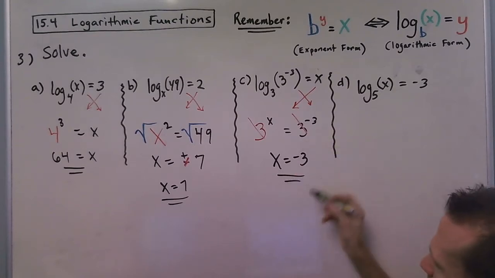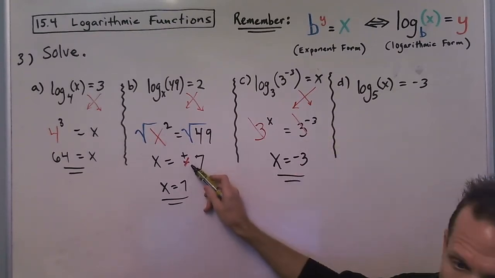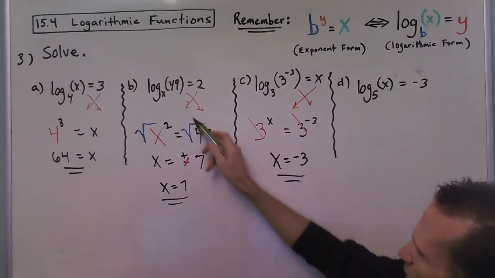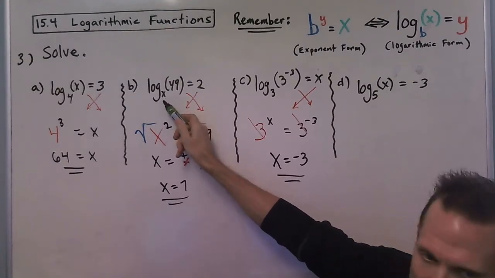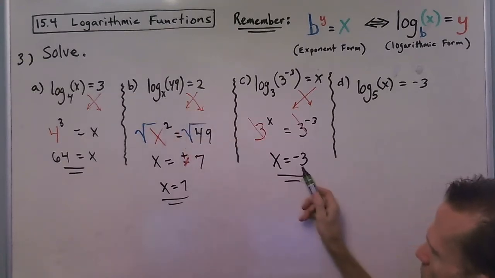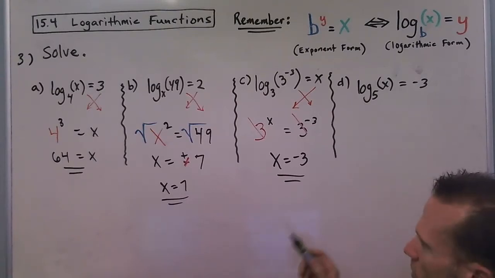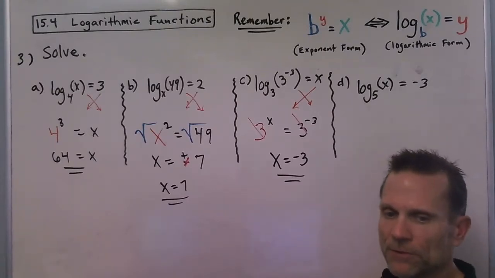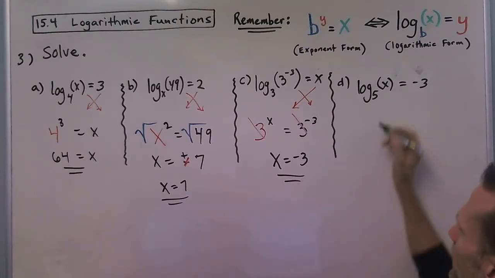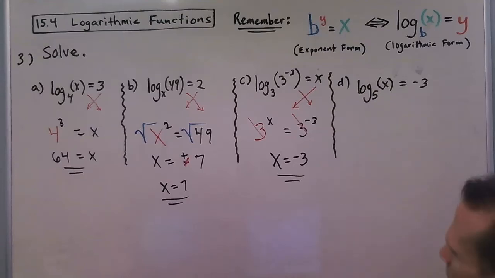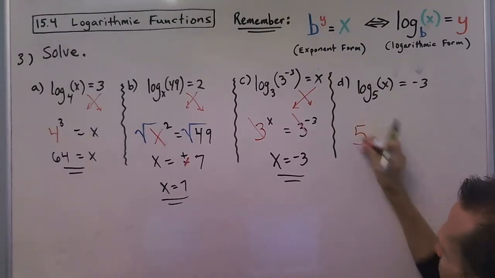Now, if you look at this, back here we ruled out the negative answer, but that was because it was going to be a negative base logarithm. There's no rule against us having this negative 3 here. It's not going in as the base of a logarithm, so that's okay. And then here we drop the base off, which is 5.